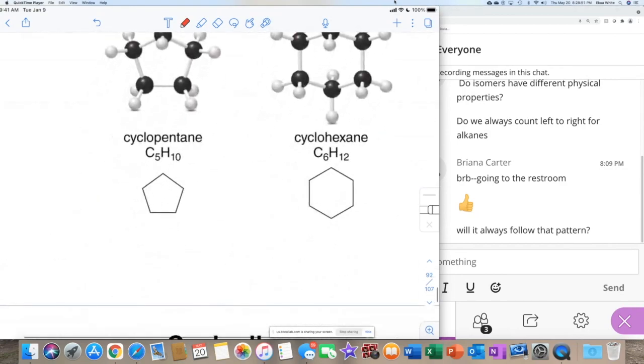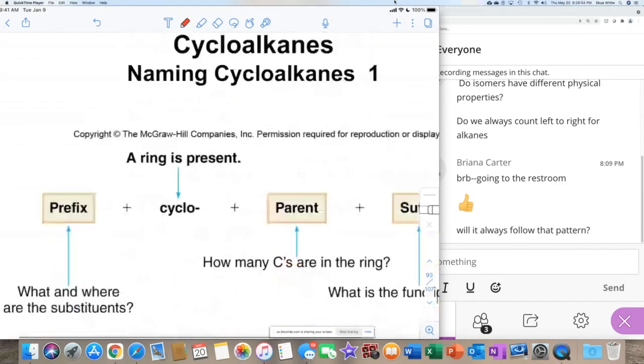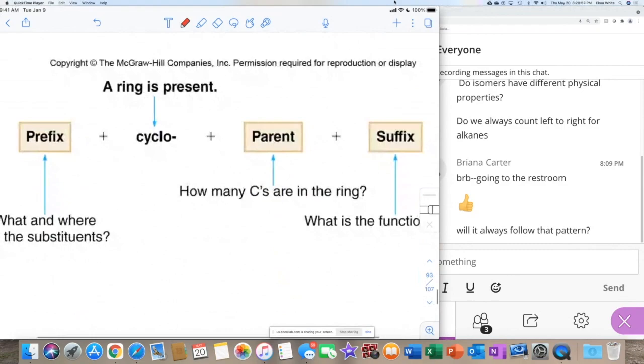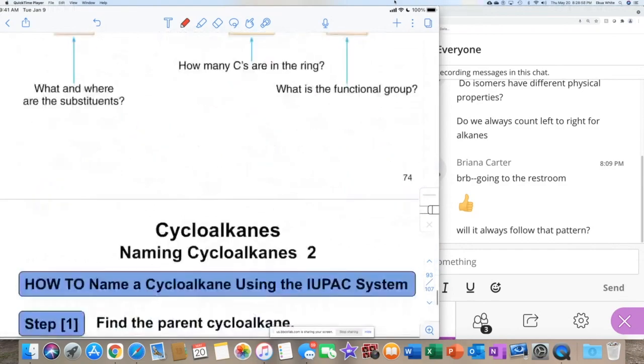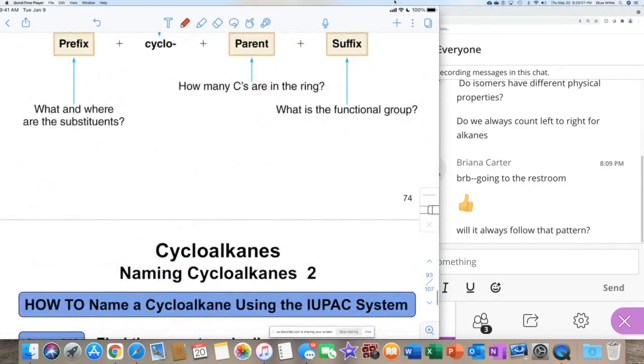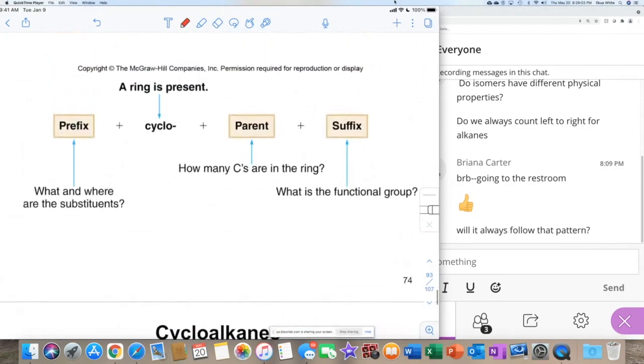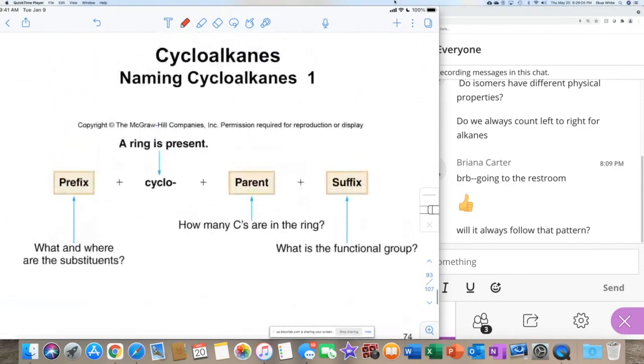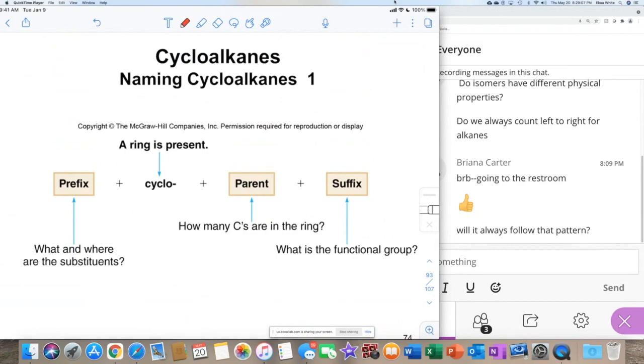Okay? So they show you that this is a cyclopentane, cyclohexane. And then finally, we're doing the naming. And I'm thinking this is the last part, last but one part at least. With naming the cyclic compound, just like before, you see how it begins to relate to what we just did?